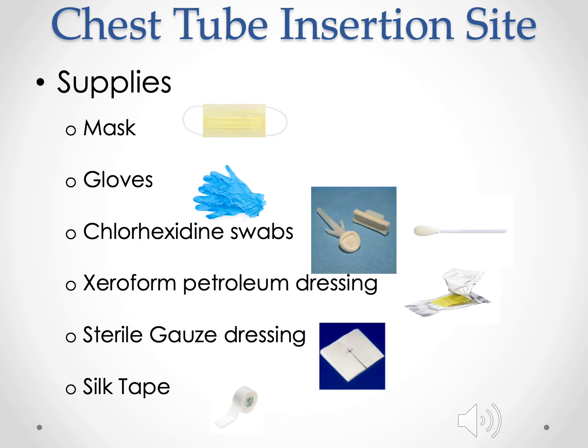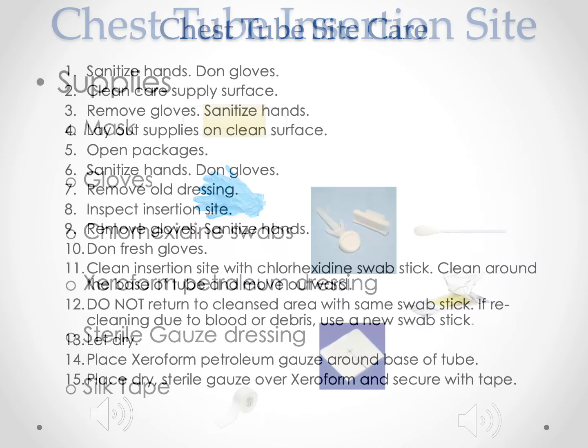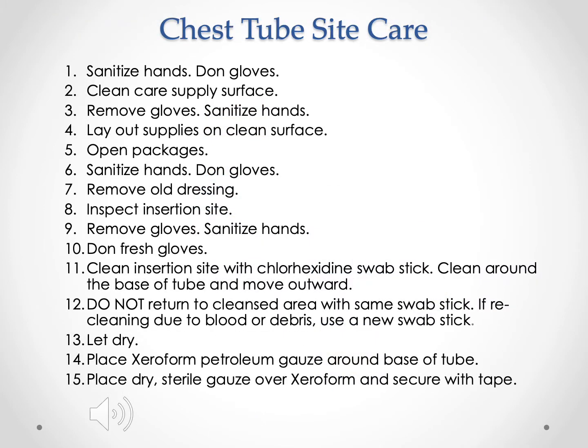Chest tube insertion site supplies: a mask, gloves, chlorhexidine swabs, xeroform petroleum dressing, sterile gauze, and silk tape. Chest tube insertion site care. First, sanitize your hands and put on your gloves. Then clean the care supply surface area.